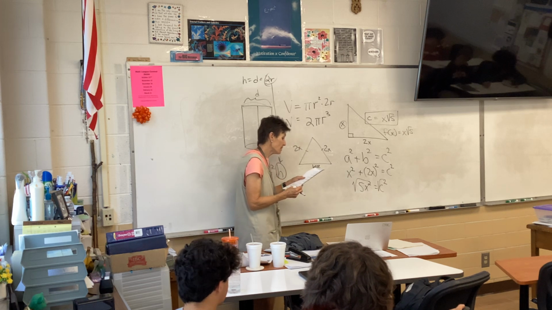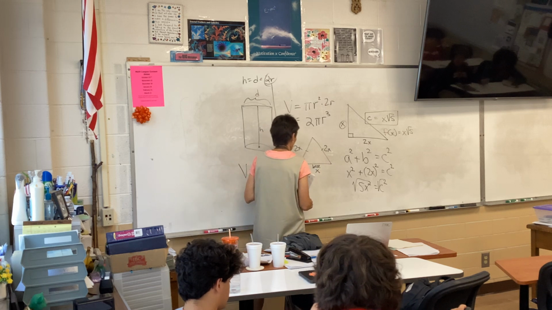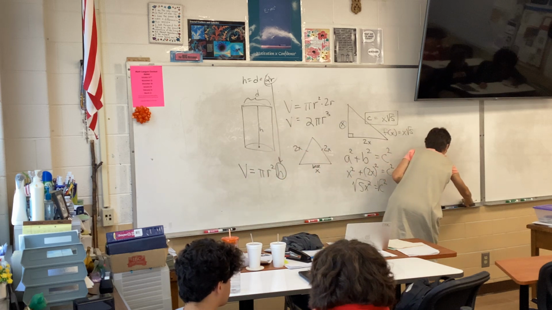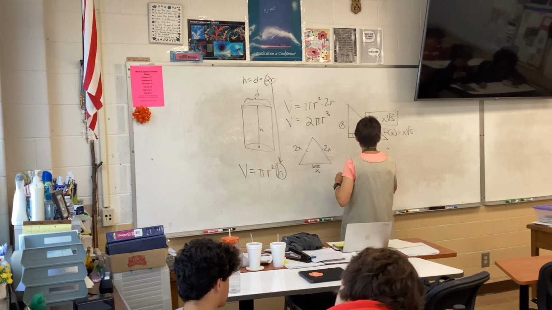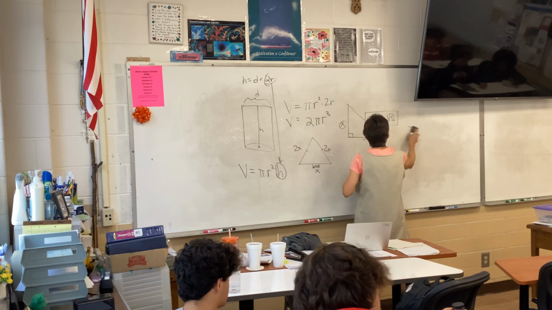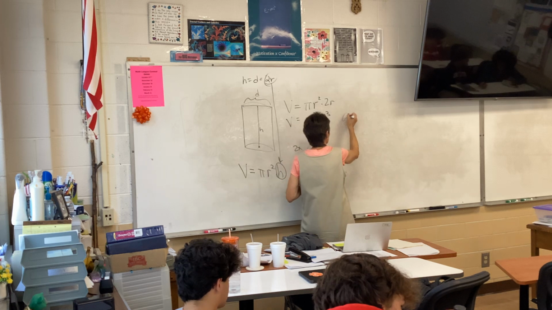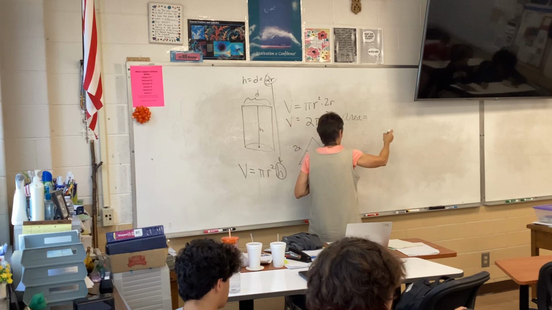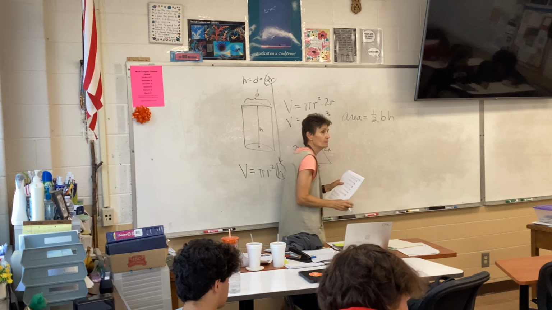But write the area of the triangle as a function of the length of the base. Write the area of the triangle. What's the formula in general for the area of the triangle? Oh, 1/2 base times height.